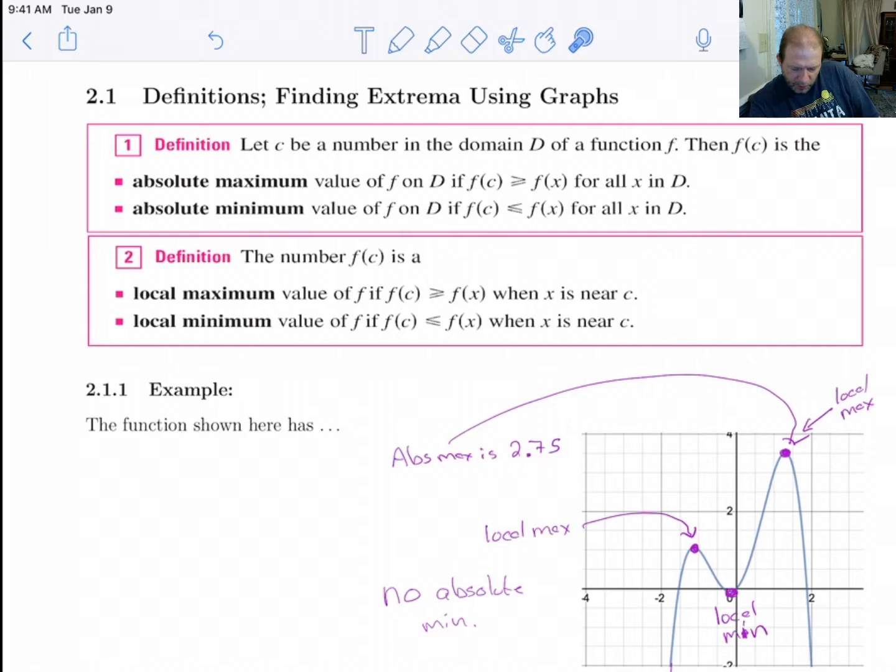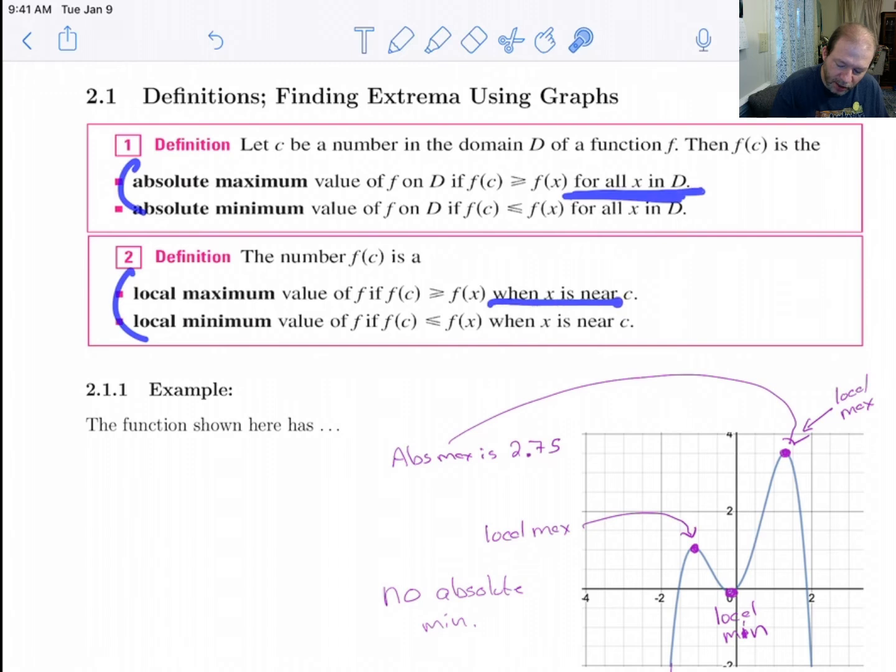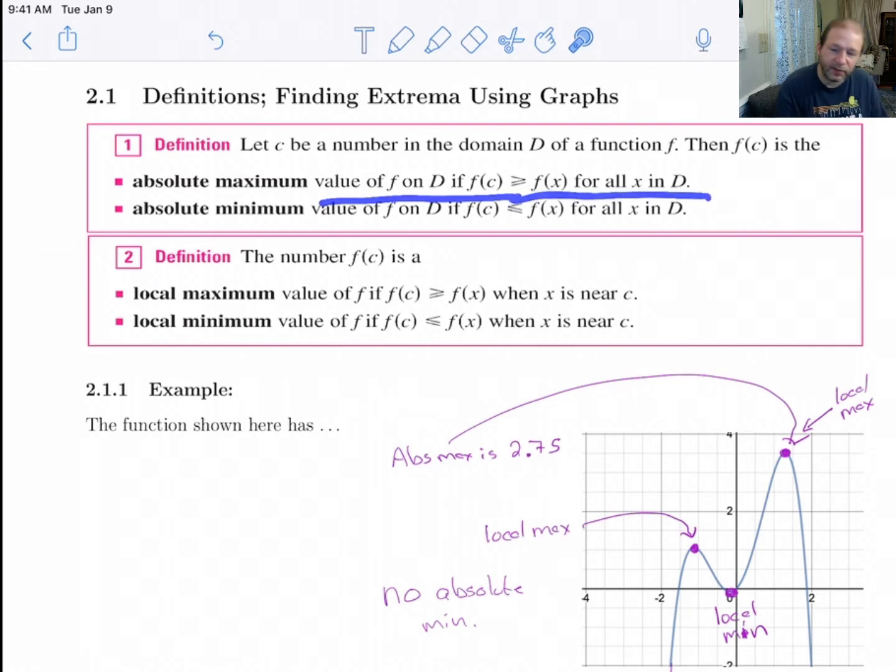The difference between the absolutes and the locals is the last bit here. On the absolutes, it talks about for all x in the domain. And down here, for the locals, it just talks about when x is near c. So what this absolute maximum says is, if c is a number in the domain, then f of c is the absolute maximum value of f on D if f of c is greater than or equal to f of x for all x in the domain. And for local maximum, it just says when it's near.